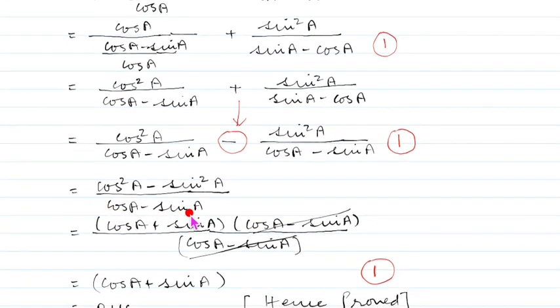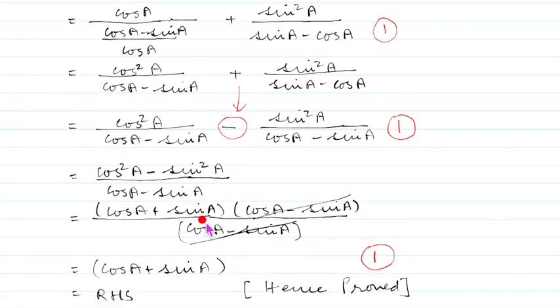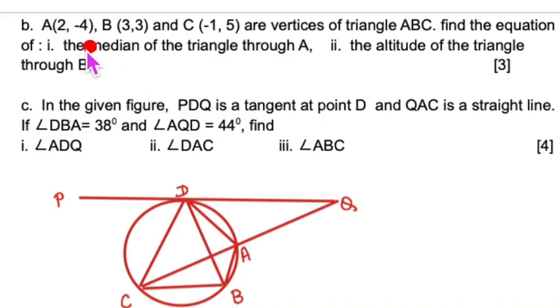And then when you take the LCM, you will have cos square A minus sine square A, which can be factorized like this, and cos A minus sine A gets cancelled, and you have cos A plus sine A remaining, which is the RHS anyway, and we say hence proved. That is your 1 mark. I hope you are counting your marks. Okay. Now we come to 4b.